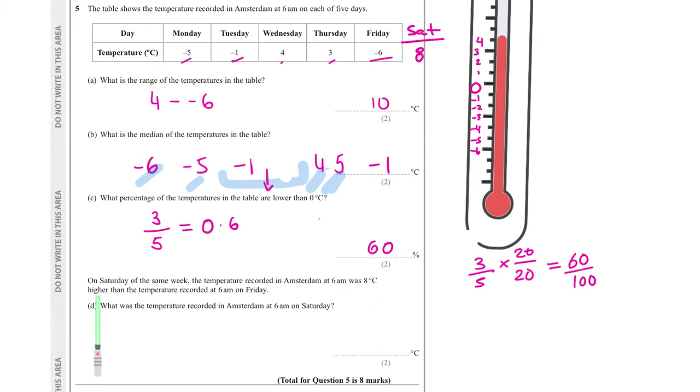It was 8 degrees higher than Friday. So it wasn't 8 degrees, was it? We increased by 8 degrees. We added 8 degrees. So if I was at -6 and I added 8, where do I get to? 2 degrees. So actually on Saturday it was 2 degrees. Make sure you read the question fully before we jump ahead, because I nearly made a huge mistake then, didn't I? And that was easy to do, wasn't it? Because it did look like that could have finished the sentence. However, we just need to read again.